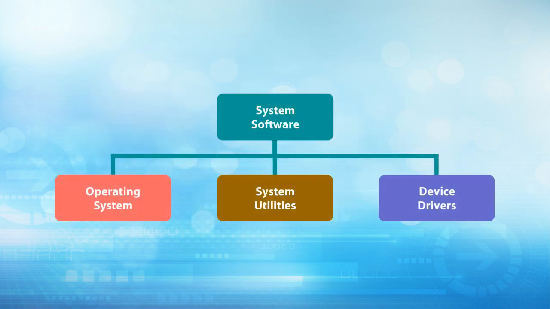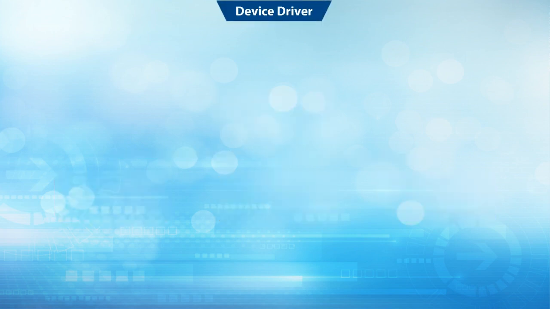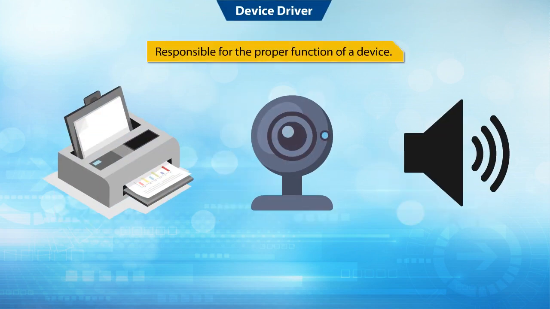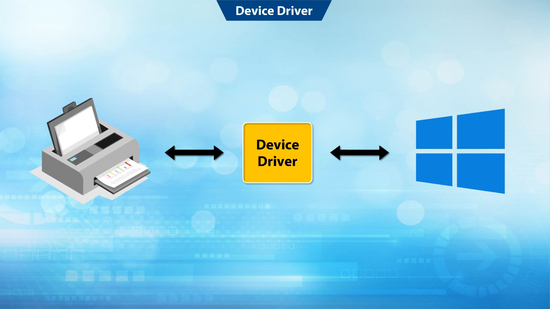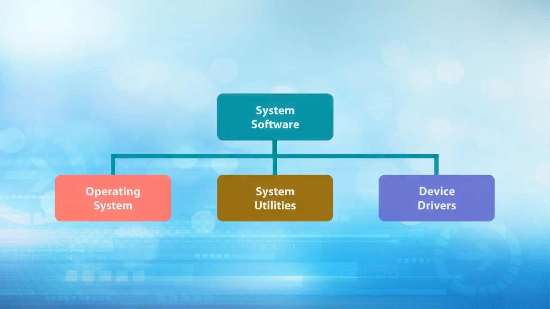Which takes us to the last system software, which is device driver. Device driver is responsible for the proper functioning of a device. It acts as an interface between device and the operating system. For instance, when Ctrl+P is pressed, the device driver will give the print instruction to the printer. And so, we have read about system software.